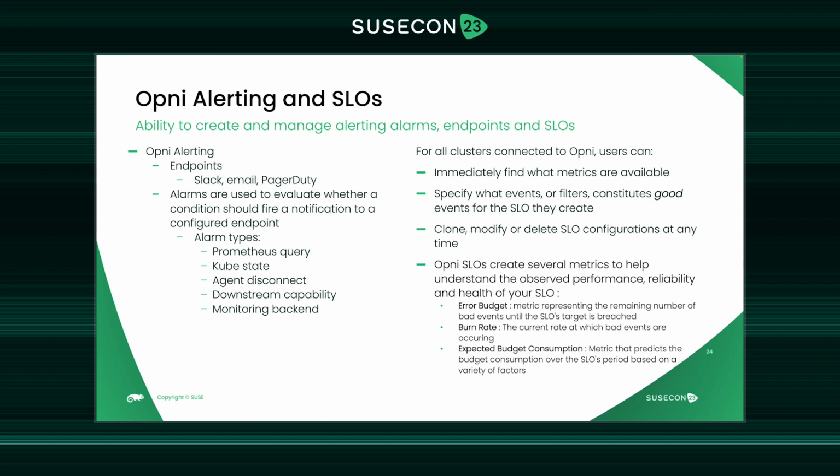Alarms are used to evaluate whether a condition should fire a notification to a configured endpoint. And so the alarm types that we allow users to enable are Prometheus queries, kubestate, agent disconnect, downstream capability, and monitoring backend. Now the last three are specific to Opni. First two, though, are where users can configure metric queries and kubestate conditions that will allow them to monitor their Kubernetes resources as well as their metrics.